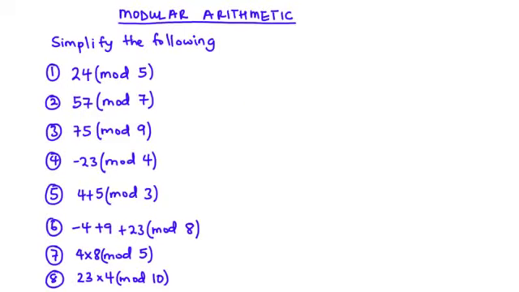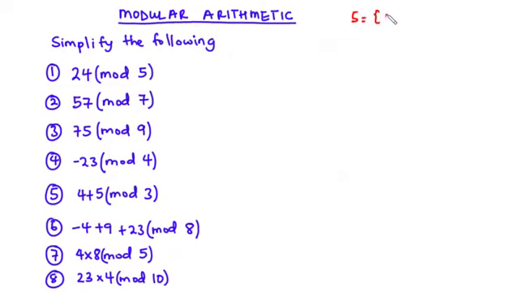Okay, so now we are going to simplify the following. We have 8 questions in all and we are going to solve all of them. Question 1, 24 modulo 5. Now if you have 24 modulo 5, in the previous section we said that for modulo 5 it means that it consists of 5 numbers.